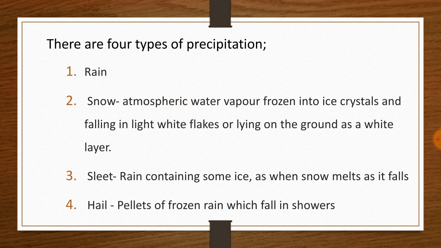Another form of precipitation is sleet, which means rain containing some ice, as when snow melts as it falls, so it is also a form of ice. Another form is hail. It is just like pellets of frozen rain which fall in showers. So all these are forms of precipitation. We are mainly concentrating on the first one, that is rain.